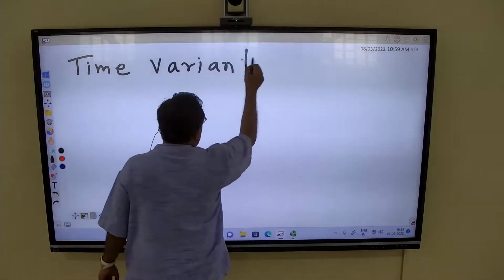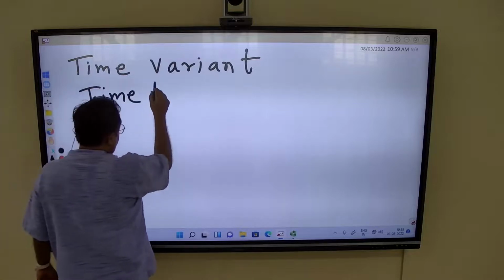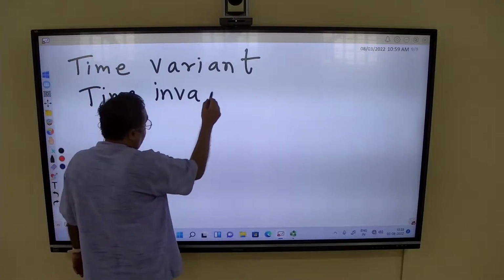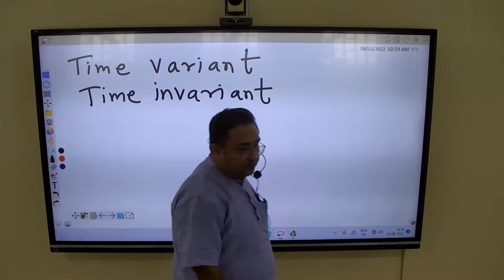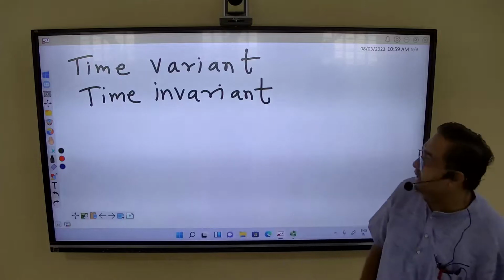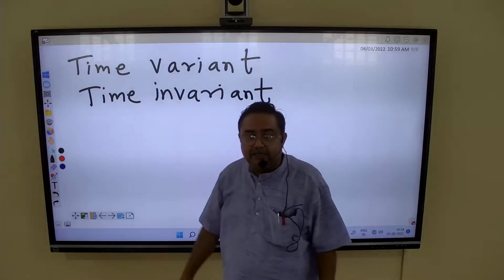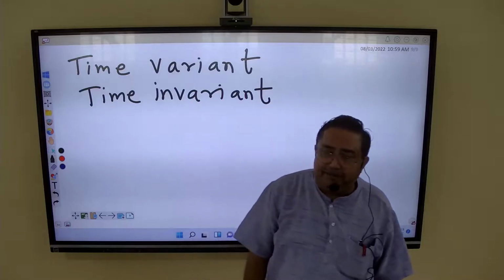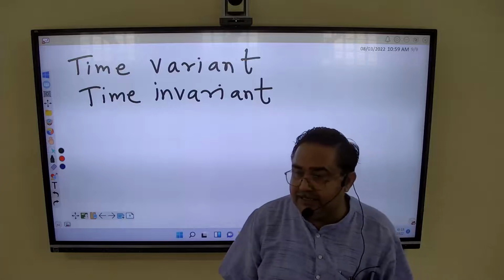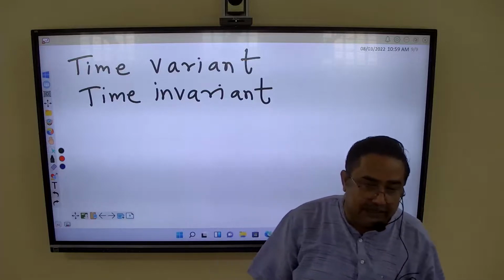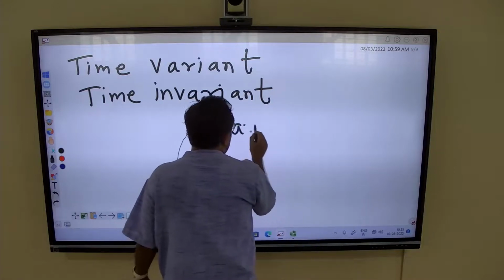Now these are also in pair. Now, what are these time variant and time invariant devices? Basically, the time variancy or time invariancy of any device or element is decided by its parametric value. Now, what is the parametric value?